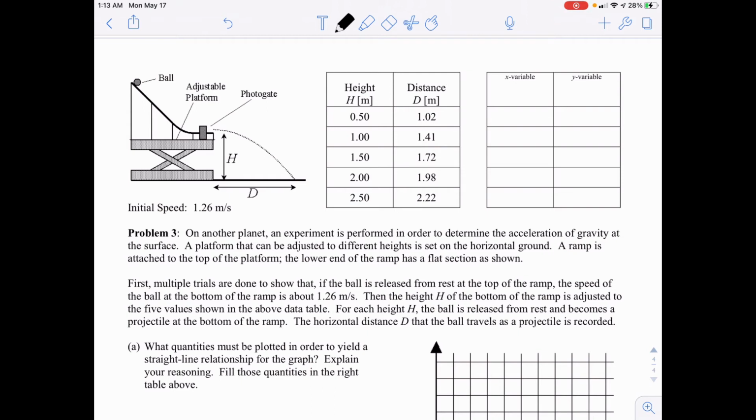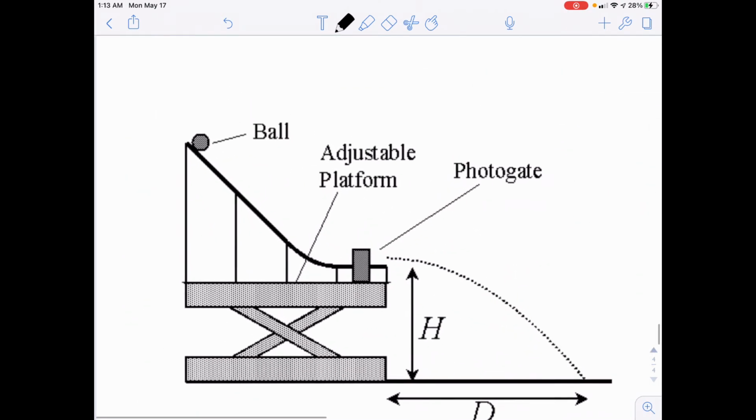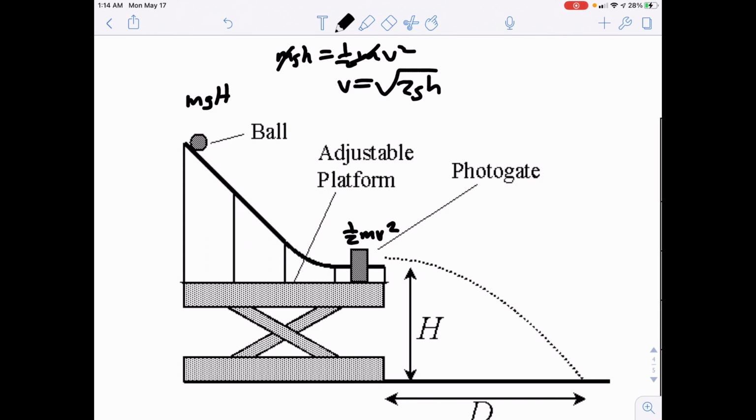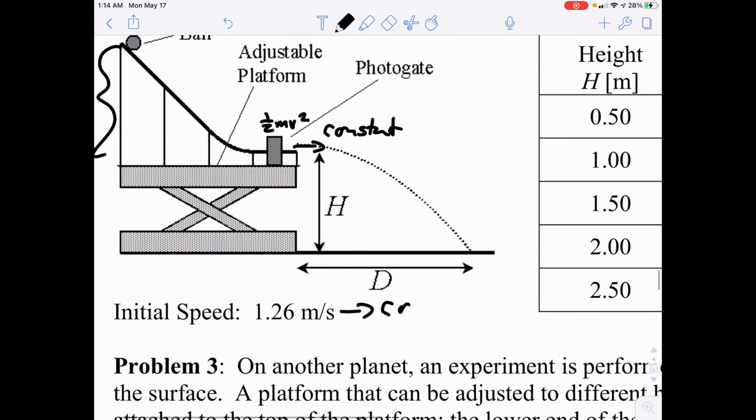Now, something to consider here. If we're talking about good old conservation of energy, if we are releasing the ball from mgh and it gets down here at 1/2 mv squared, and mgh equals 1/2 mv squared, solving for v is the square root of 2gh. Since this height never changes, this speed will be constant the entire experiment. So let's just make a note of that.